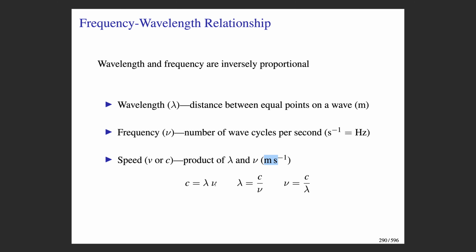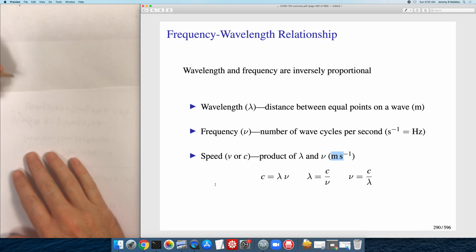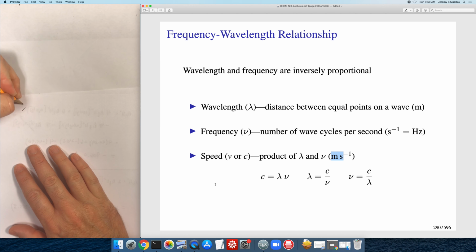And I just wanted to briefly show you the units there. So if you take wavelength, which has units of meters, and frequency, which has units of cycles per second, you see that the units, when you combine them, are meters per second.